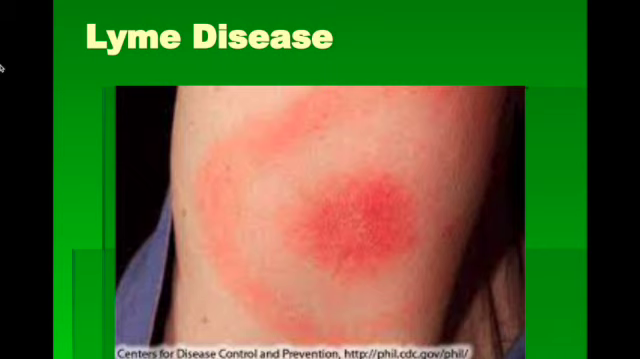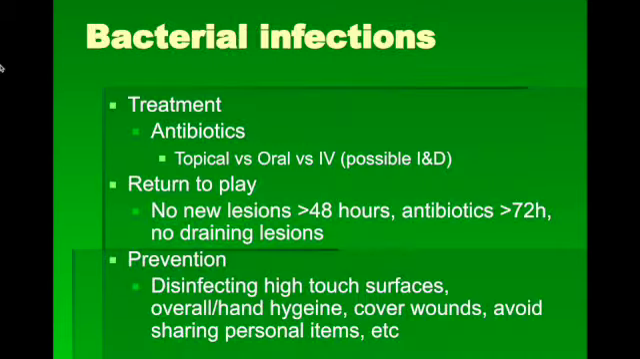Here's an example of that annular rash. You can see sort of a red center portion and then a red sort of ring portion around the outside with that clearing in between those two areas.